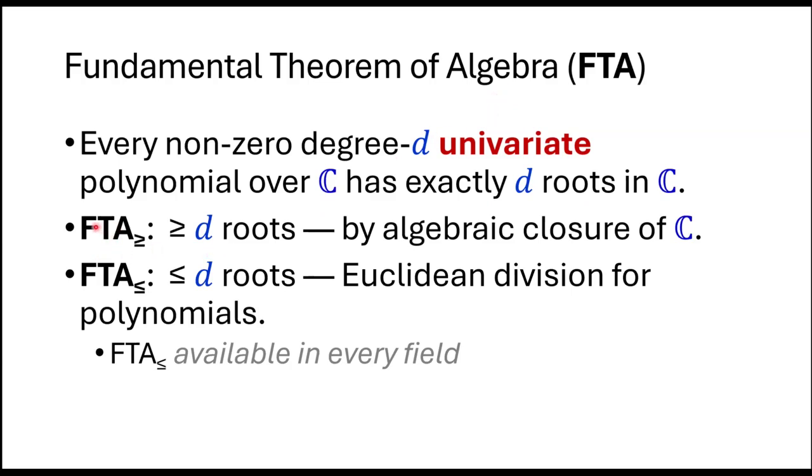Now, we split it into two directions. One is the greater than or equal FTA, so greater than or equal to d roots. That's by algebraic closure of the complex numbers. But if we consider other fields, and we shall consider other fields, then we have the following: FTA less than or equal. This direction, less than or equal to d roots, is available in every field and is done by Euclidean division for polynomials, and we shall use this in our work.